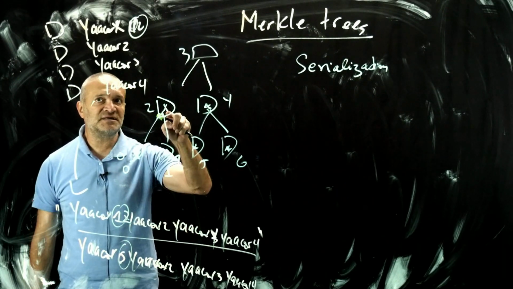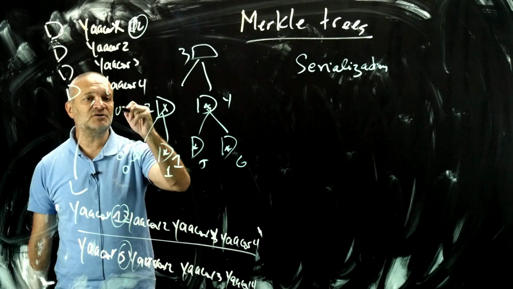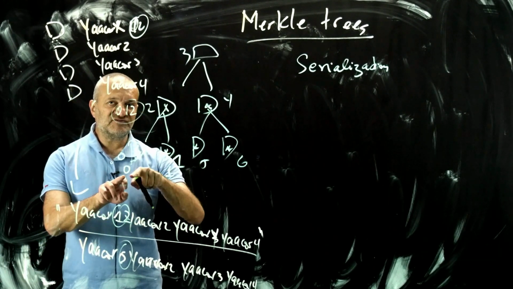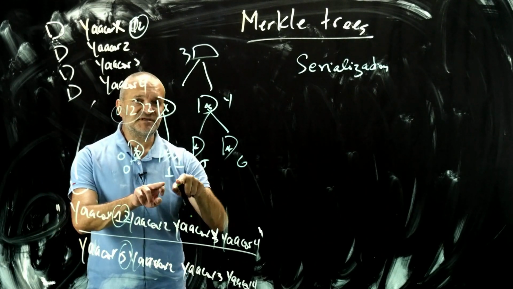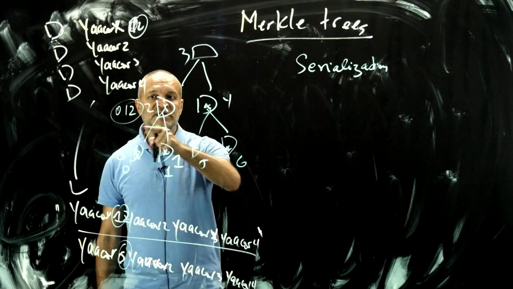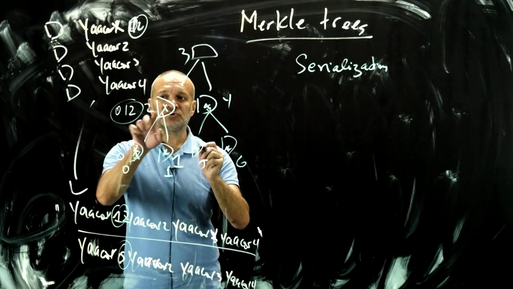Here it is going to be 1. Here, the serialization is going to be 0, 1, and 2, because the 0 comes from this child, 1 comes from this child, and 2 comes from this child. Now, what about this part? In this node, you will have 0, 1, and 2.